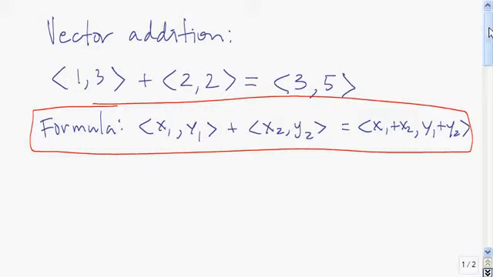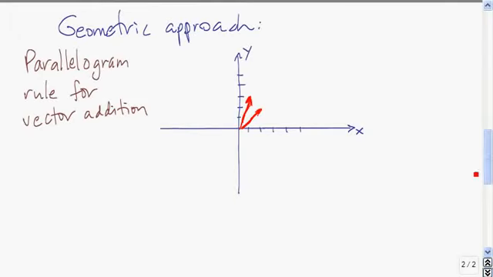We also have a couple of geometric approaches to vector addition. Let me start with the parallelogram rule. Here's our first vector and our second vector. We want to add these two. The resultant vector we get by forming a parallelogram with the two vectors we're adding. So we take the first vector, put it here, and the second vector here, and that gives us a parallelogram.